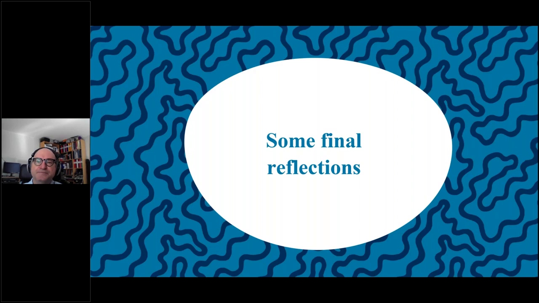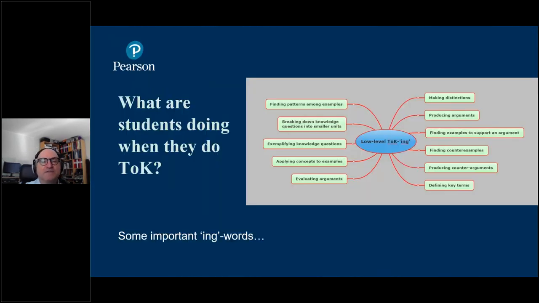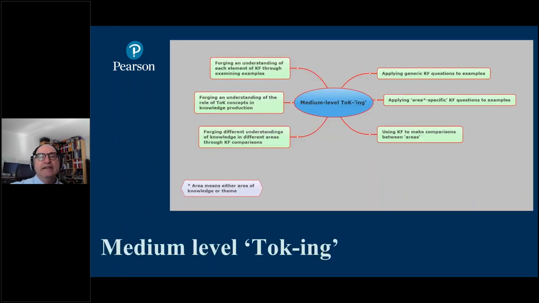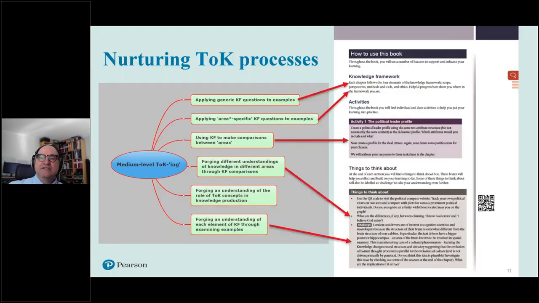So final reflections then. You might want to reflect about what sort of things students are doing when they do TOK, all these -ing words. Again, I'll let you think about that on your own. And then think about how the new curriculum helps you with these various processes that are happening in TOK. All of these are to be found in the book, of course. And then the sort of higher level -ing, talking, I call it, applying, using the knowledge framework, forging different types of understanding. Again, these are referred to in the book, as you can see here. Just taking Sue's opening chapter in the book, you can see that these are just on one page. You can find all of them.